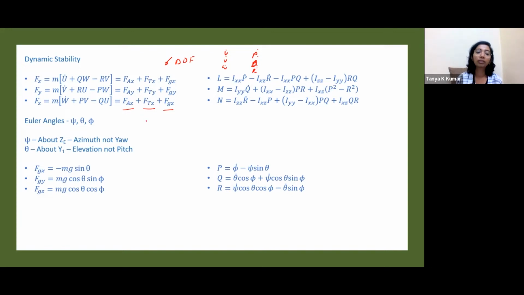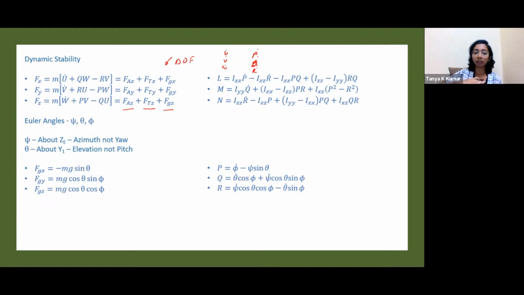Now, how do we represent the orientation of the aircraft? One of the ways we discussed previously was the Euler angle representation, where we had seen that psi and theta are not yaw and pitch. Psi is rotation about the earth-fixed, that is the inertial, z-axis.